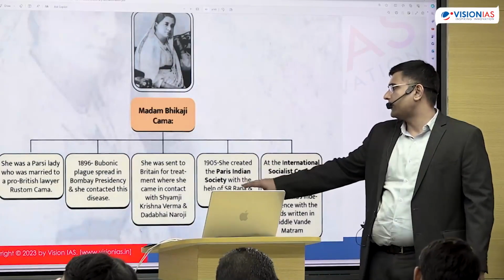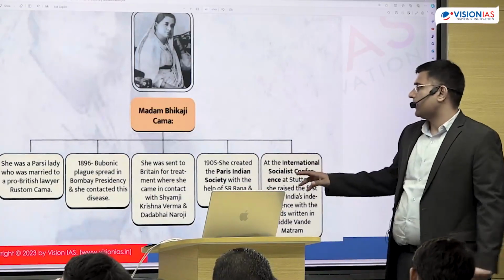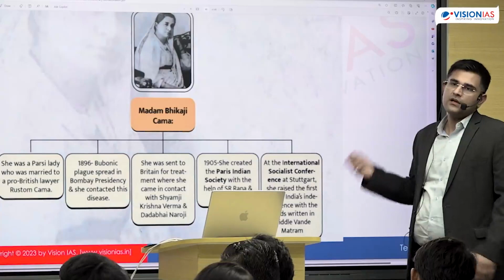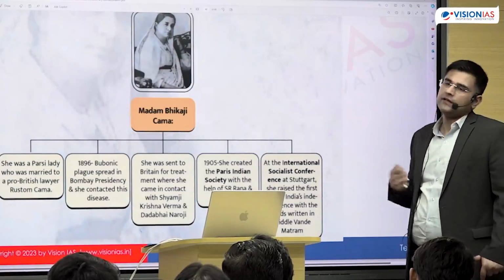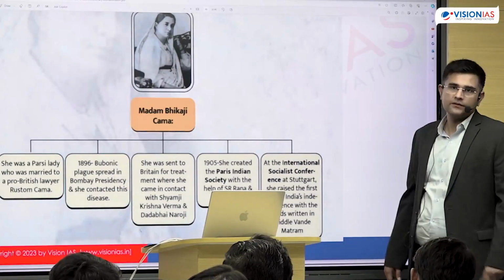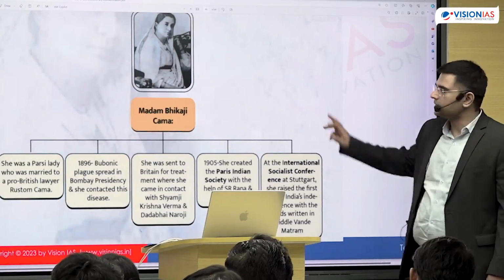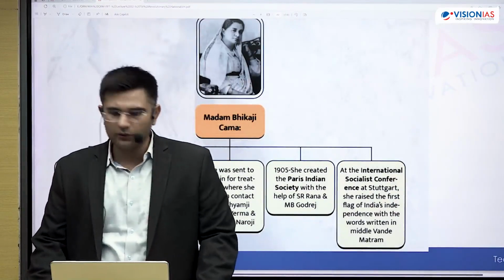She created the Paris Indian Society with the help of S.R. Rana and M.B. Godrej. Then the flag, which was designed by the revolutionaries, she was the one who unfurled. There was a socialist conference taking place, and she made everyone stand up and salute the Indian flag. This flag represented all the religions of India. So this is how the revolutionaries were functioning.